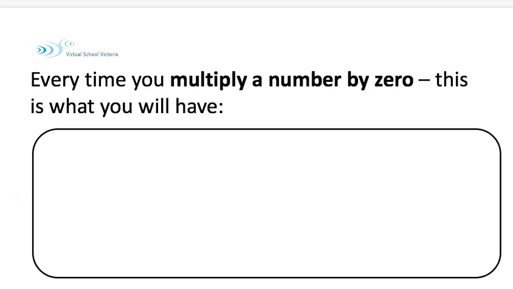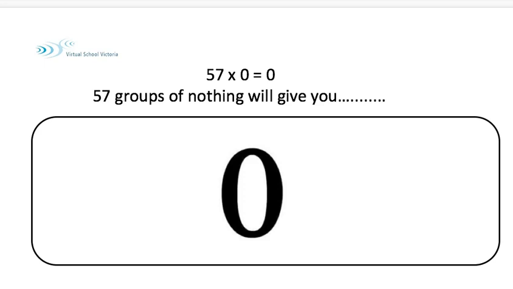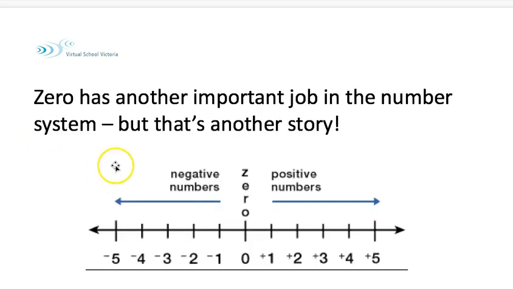Think about this number. Every time you multiply a number by 0, this is what you will have. You have 5 groups of 0. You just have nothing. That's how it works. Now, division is another long story the mathematicians haven't yet worked out or come to an agreement on.